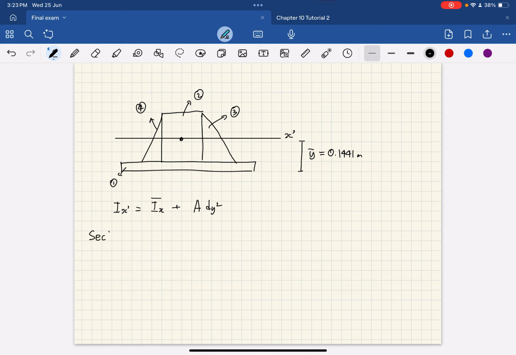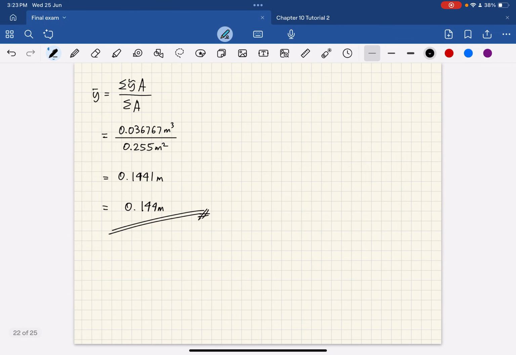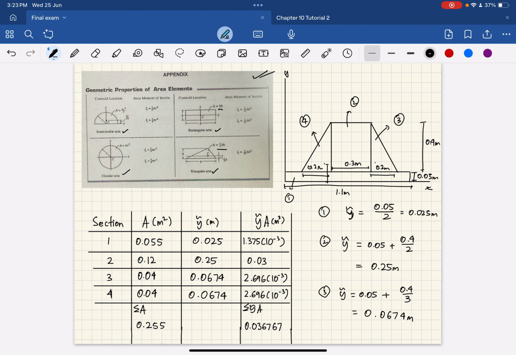Okay, so let's try for each section right now. So for section 1, the Ix prime for section 1 is equivalent to Ix bar. So Ix bar in this case, if you refer to the appendix from earlier, is 1 over 12 b h cubed.